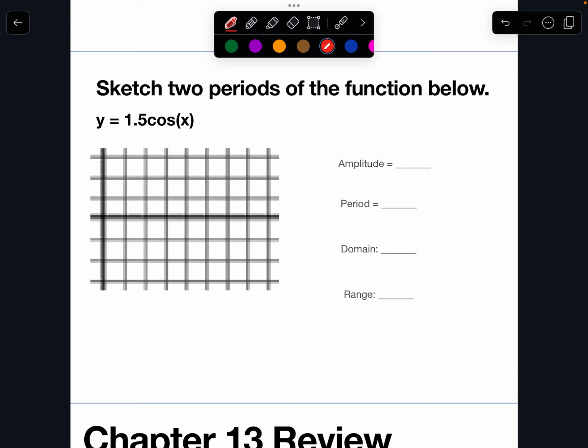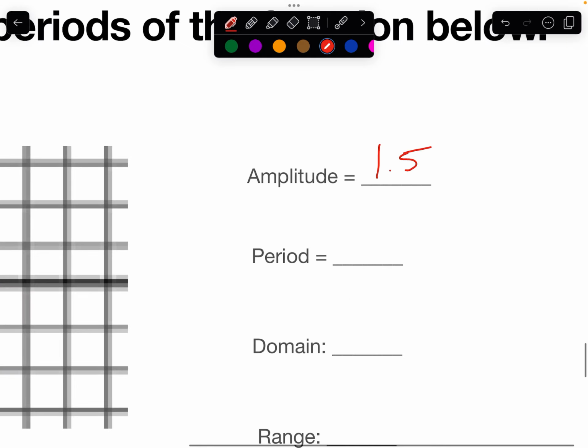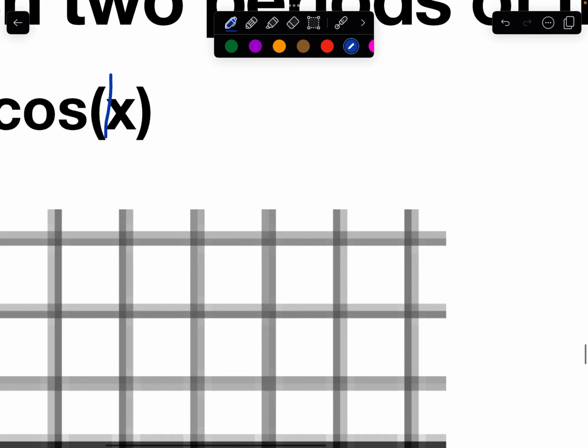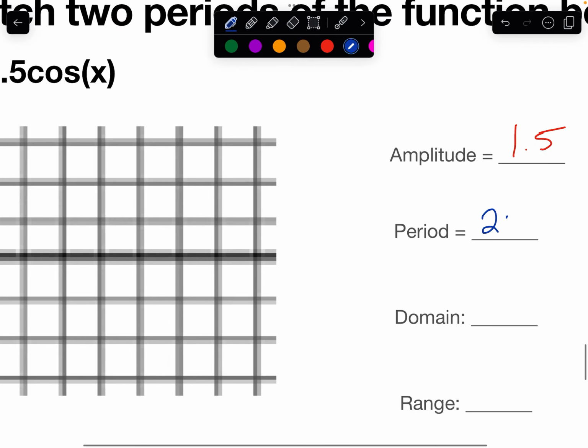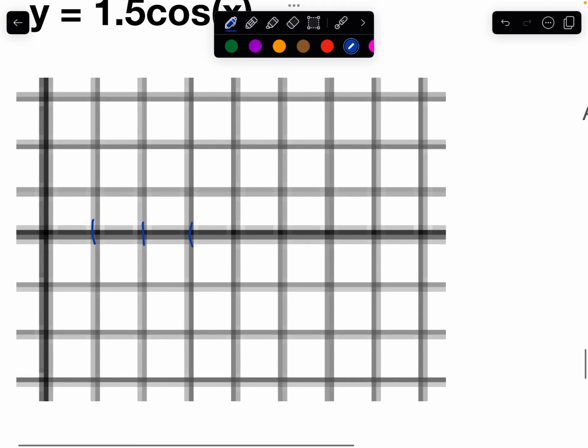I'll try to pick up the pace a little bit here. Our amplitude will be the absolute value of 1.5, which is just 1.5. Okay. For our period, there's no number multiplied on the inside, technically a 1, I guess, right? And so even if we did 2 pi divided by 1, we would still have that default period of 2 pi. So we'll go out 4 units on our x-axis and make that worth 1 period.